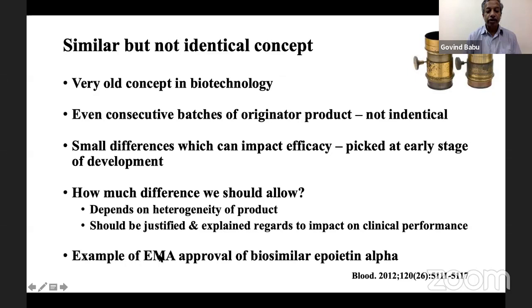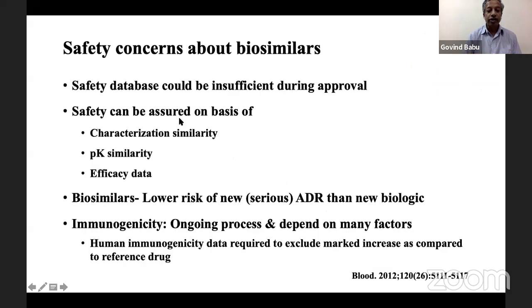And this is an example of the EMA approval of biosimilar erythropoietin alpha. Now, the safety concerns about biosimilars, we always talk about evidence and database. We always say that there is insufficient or very low data for these drugs, but that is not a concern, because what is important is the biochemical and the physicochemical properties that have been proved. Safety can be assured, therefore, based on the characterization similarity, the PK similarity, and the efficacy data. And the biosimilars have a low risk of new or CDS ADRs than the biologics that we have already studied.